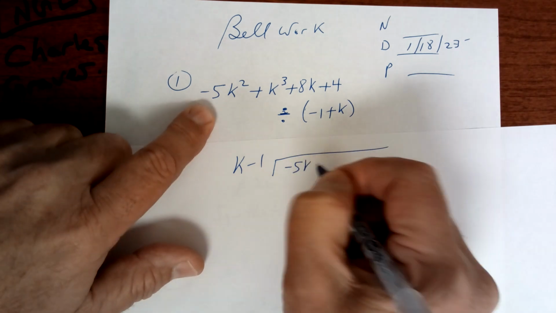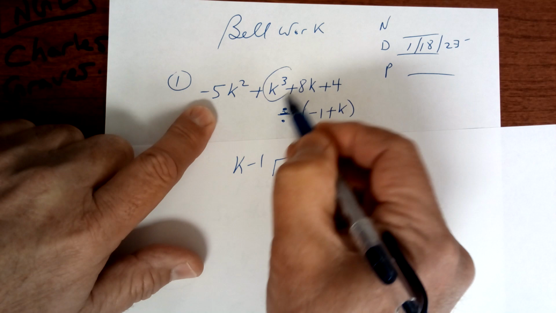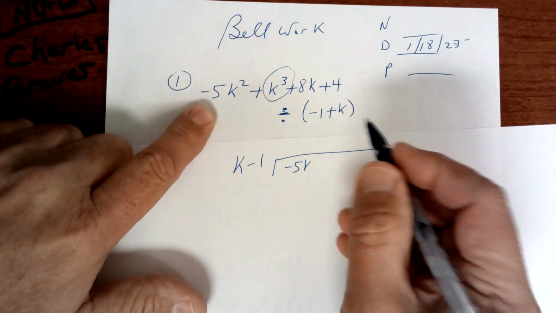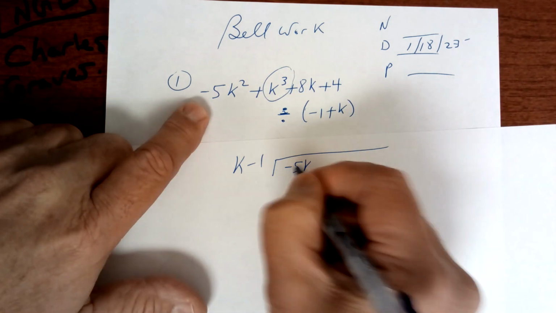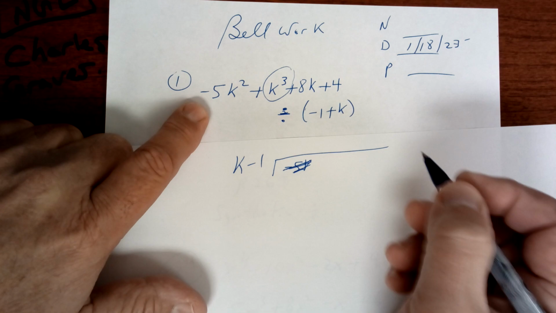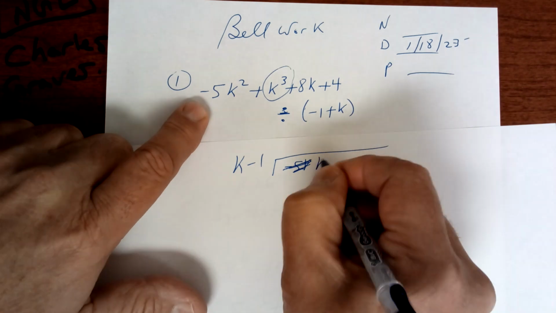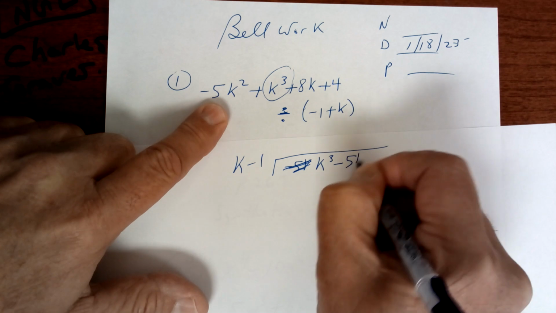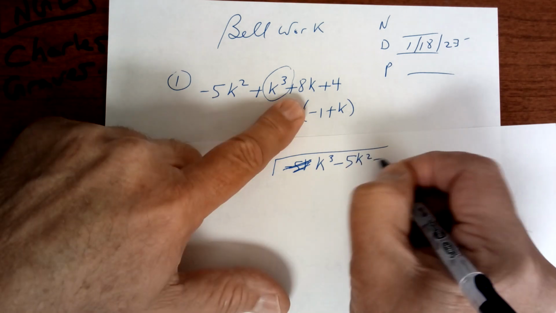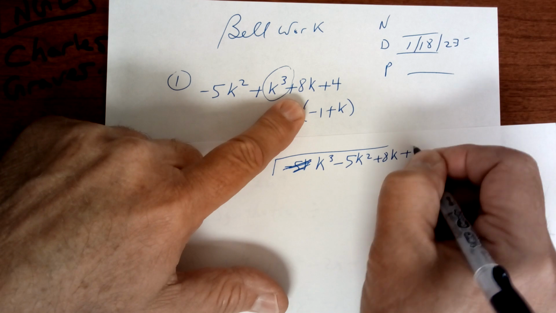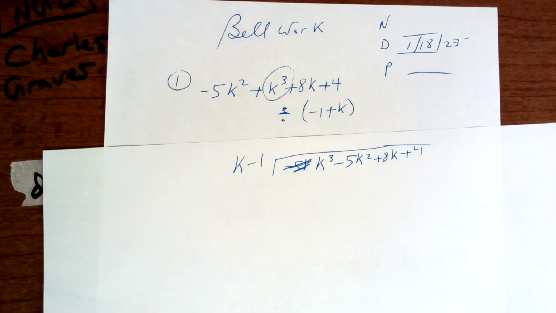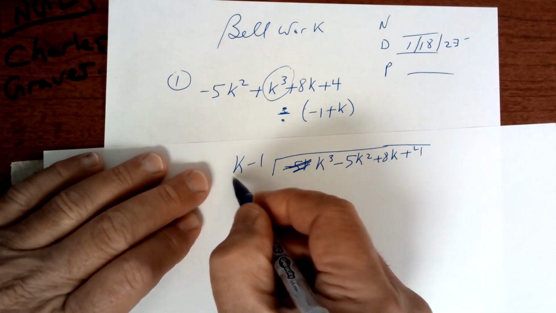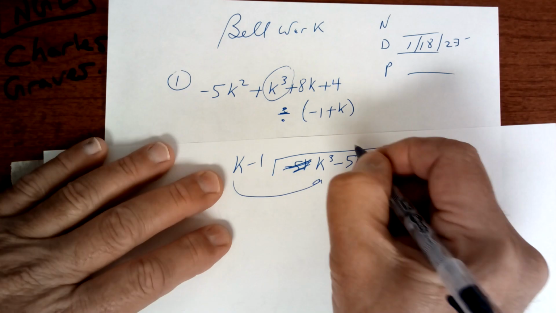And actually, no, we want to put this one first because it's k to the third power. So scratch that out. And we're going to say k to the third power plus or minus 5k squared plus 8k plus 4. Okay, now we're on the right track. So it's going to be k times what? It's got to be k squared. So put k squared here.